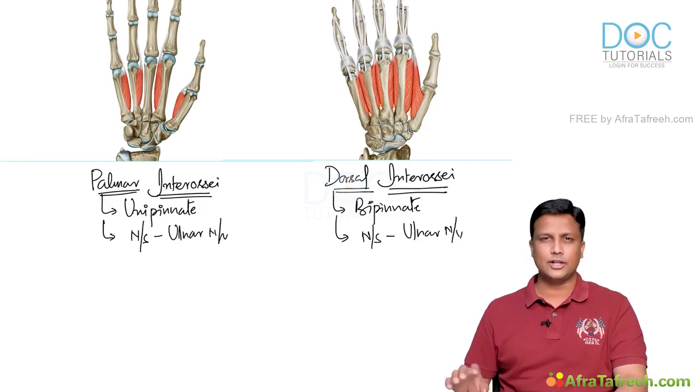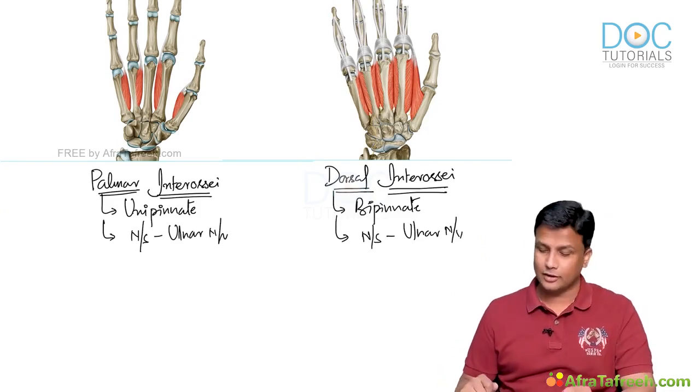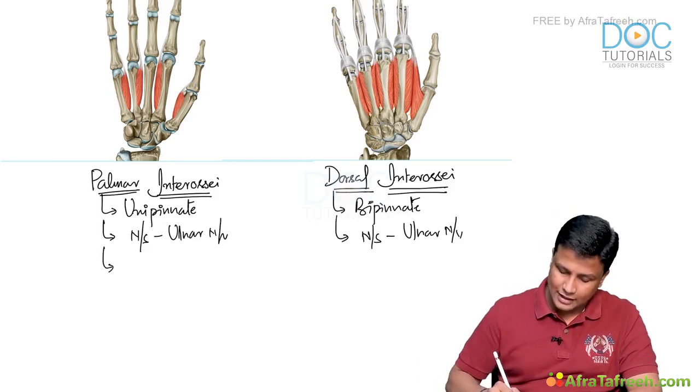So all your interossei, the 4 palmar and the 4 dorsal interossei, all of them will be supplied by the ulnar nerve only. No doubt about that. Now the last and final thing, the action. What is the action of these interossei?